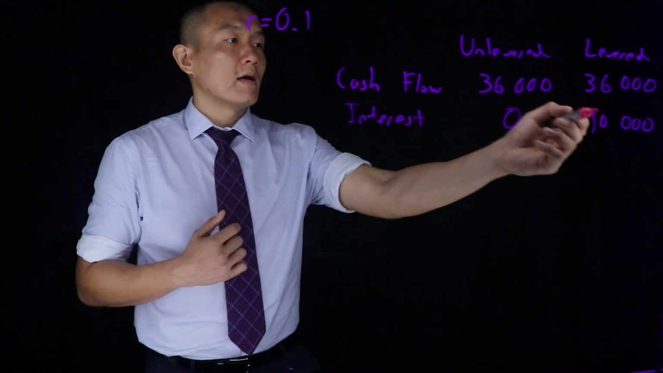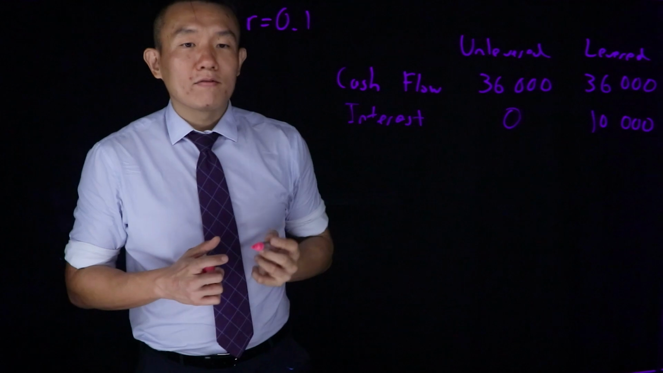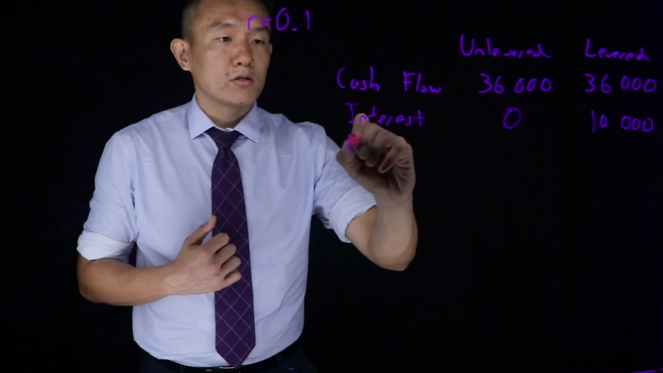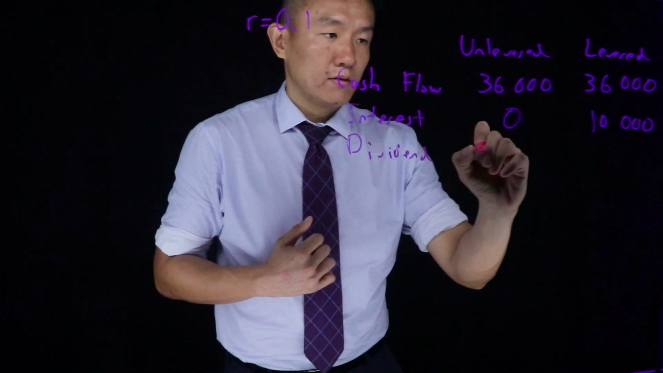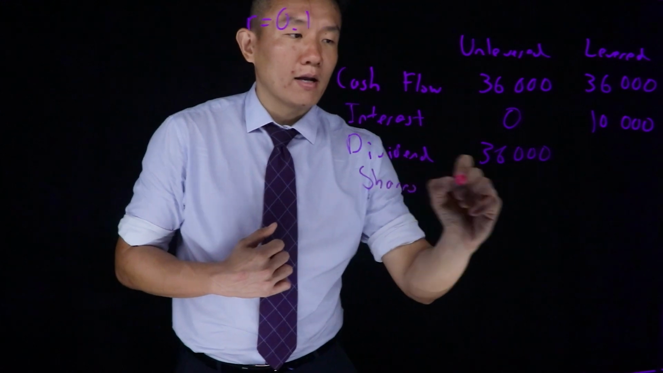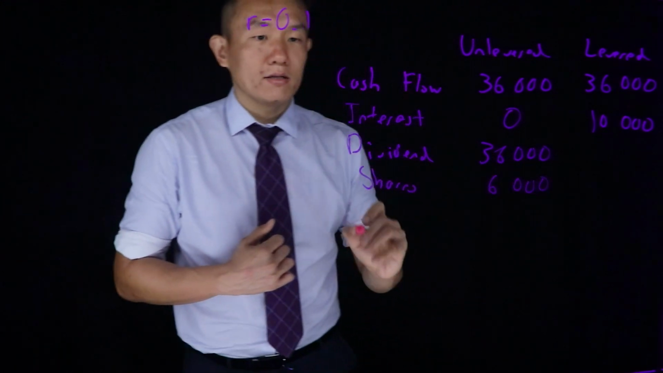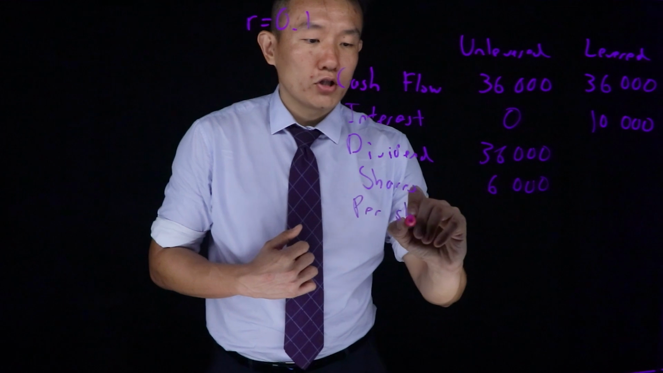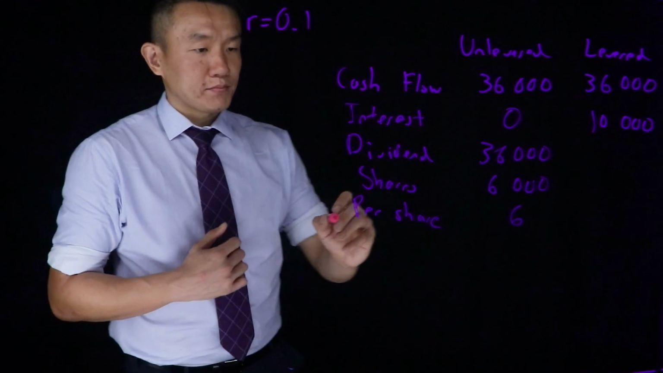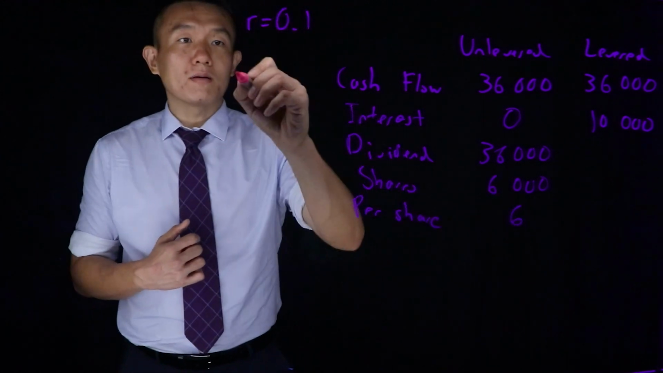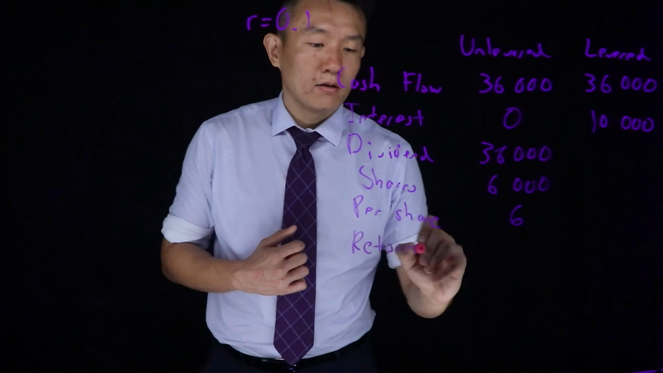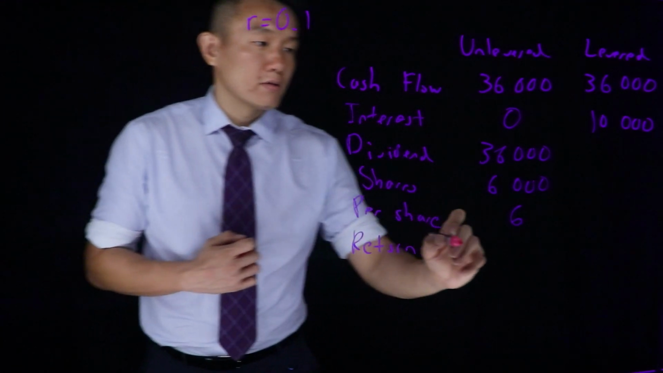And so the unlevered firm has 36,000 to pay out in dividends. And if you recall, it had 6,000 shares outstanding. So per share, it has a dividend of 6. With a stock price of 50, this means the return to shareholders is 12%.